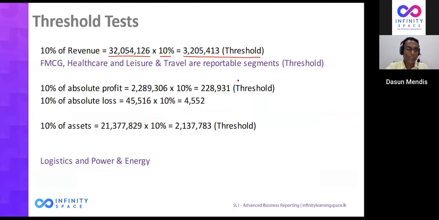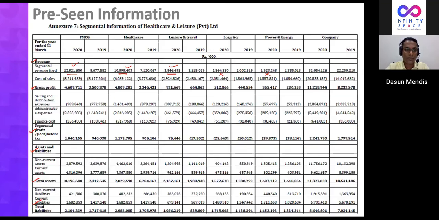That is, what you do is you take 10% of the absolute profit. That is, without taking the segments which make losses, you take the segments which make profits only. Now, what are the segments which make profits? In 2020, if you look at the segments which make profits, this one, FMCG profit, healthcare profit, leisure and travel profit. But logistics loss, right? Power and energy loss. Without the loss-making segments, you take the total of FMCG, healthcare, and leisure and travel.